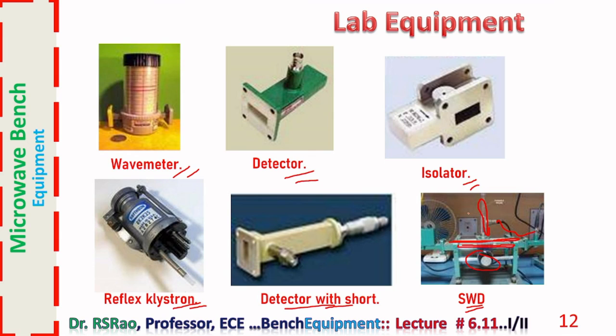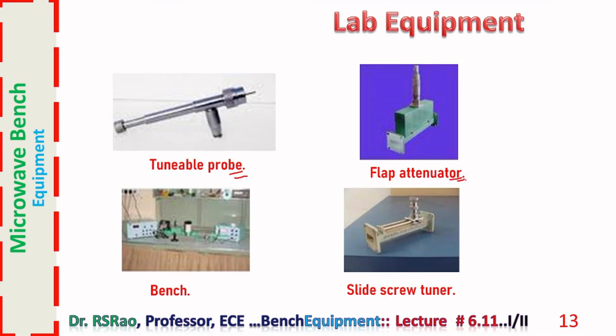The purpose of the standing wave detector is to make measurements over the standing wave pattern. Tunable probe, flap attenuator. This is the attenuator, micrometer. By rotating, one can vary the amount of attenuation offered by the device. Entire bench setup: this may be a VSWR meter, wave meter, power supply. It may be the power supply of a reflex klystron, or the power supply of a gunn oscillator. Some stands are there. The waveguide run is placed over stands.